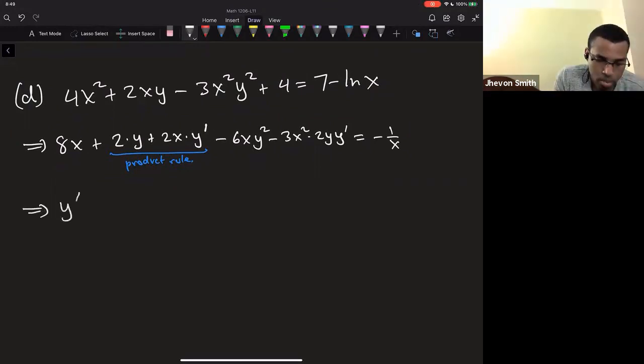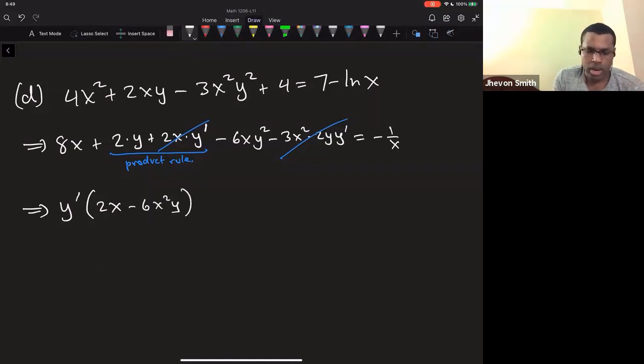On this side, the y primes, the first one is attached to 2x. And that's this guy. The next one is attached to 6x squared y, in fact, minus 6x squared y. And that's done. And everyone else, I'm going to move to the other side. So I have minus 1 over x. Let's move this guy first.